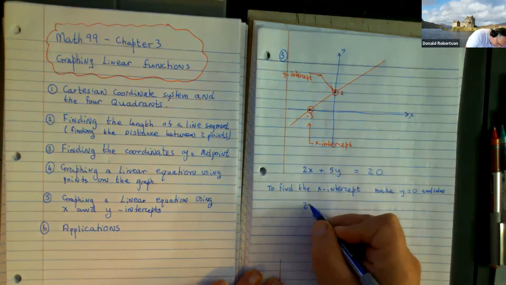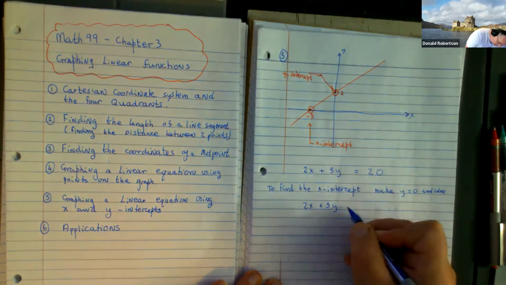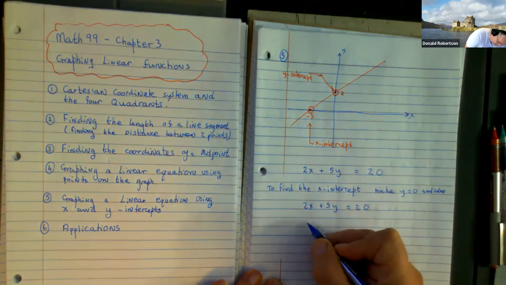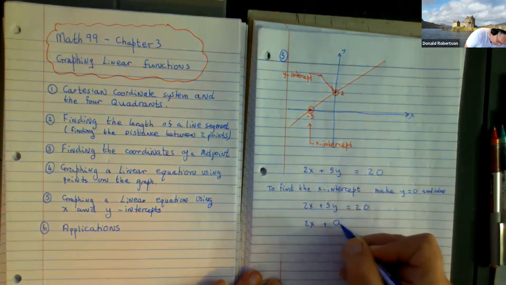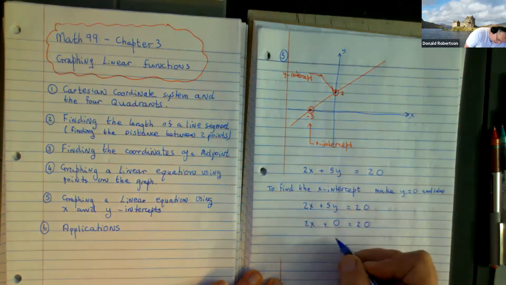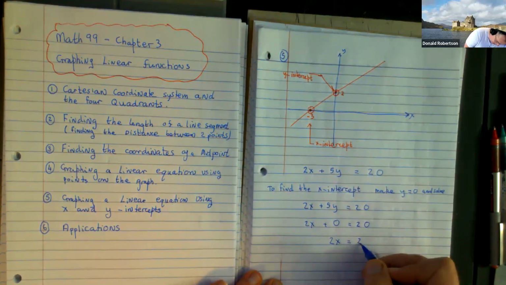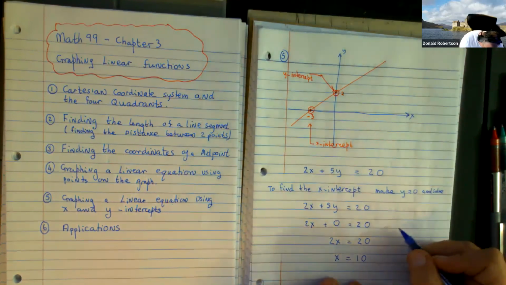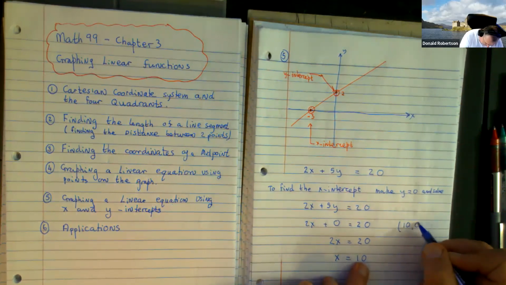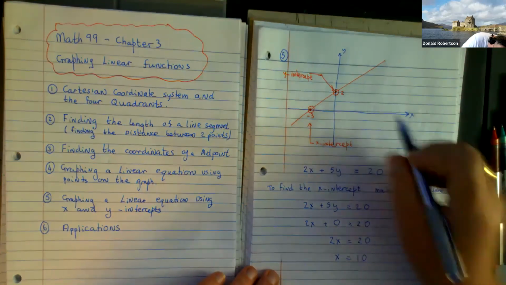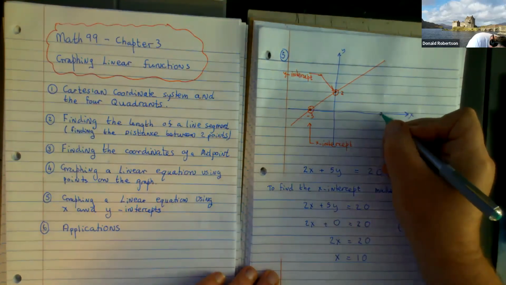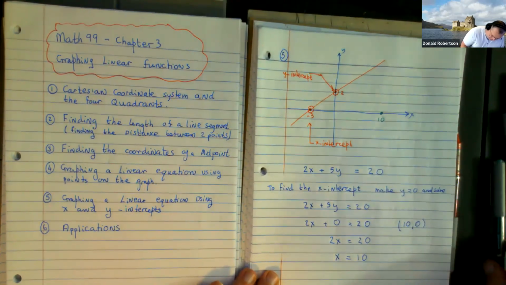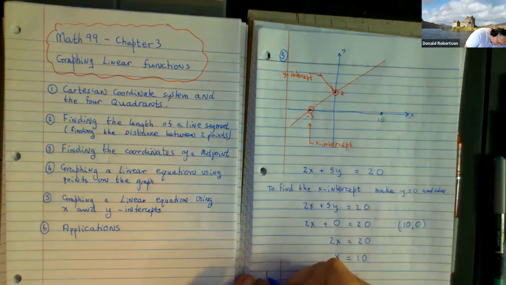Well, let's see what we have. 2x plus 5y equals 20. 2x plus 5 lots of 0, which is still 0. 2x is equal to 20. Divide both sides by 2, and you've got 10. And so we now know where the x-intercept is. It's at 10, 0. So it would be probably about here, right? That's the x-intercept. Now you do a similar type of thing if you want to find the y-intercept.